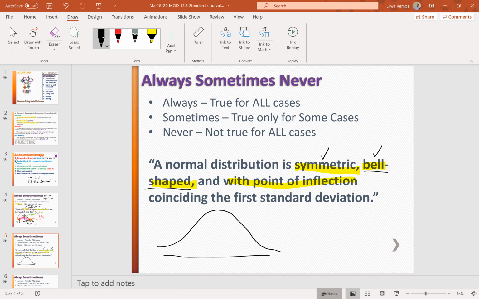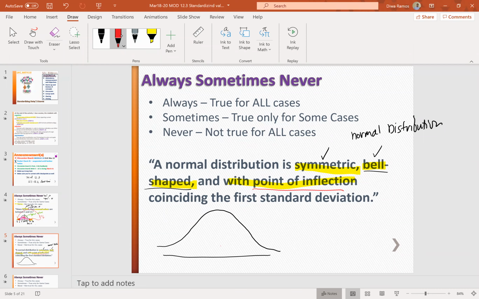Oh, well, not really relatively newer. No, the word normal distribution was relatively newer, but we know it's essentially a symmetric bell-shaped graph. Now, what is this point of inflection here? This was one of the book definitions from last class.